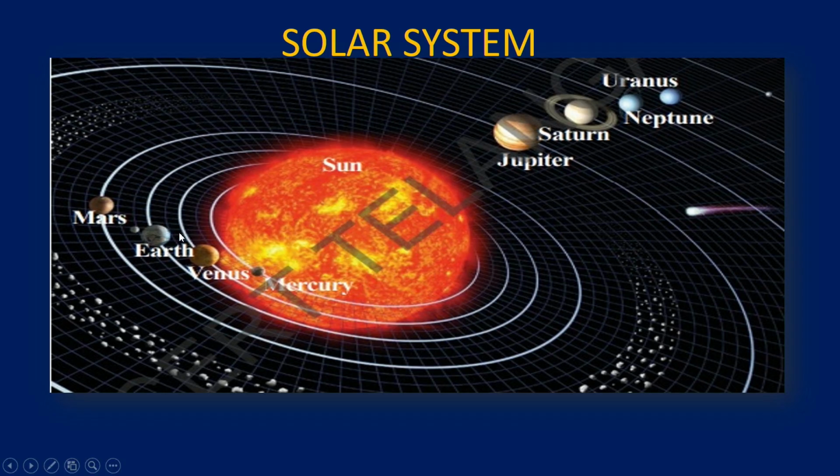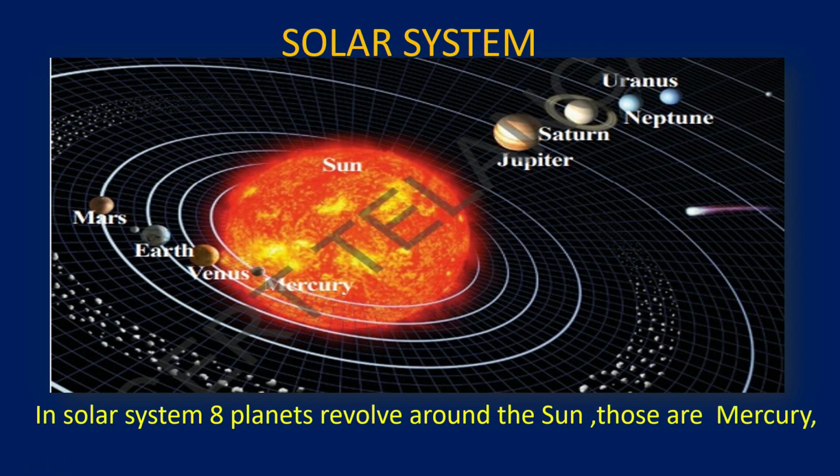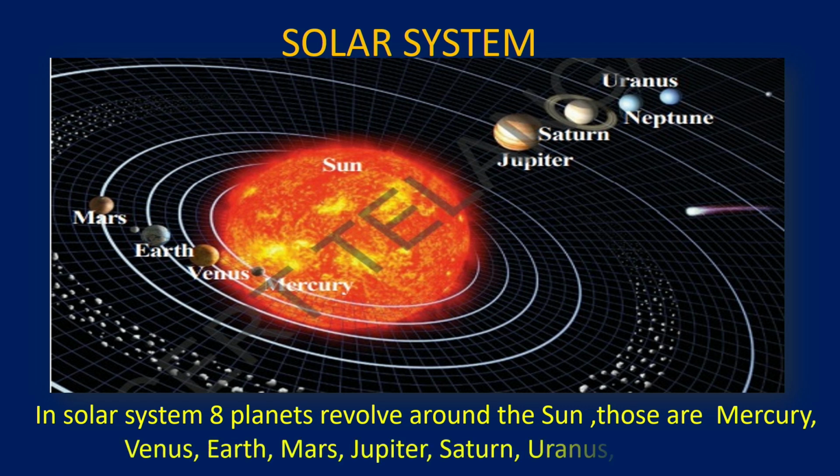Earth is also one of the planets. In the solar system, 8 planets revolve around the sun. Those are Mercury, Venus, Earth, Mars, Jupiter, Saturn, Uranus and Neptune.